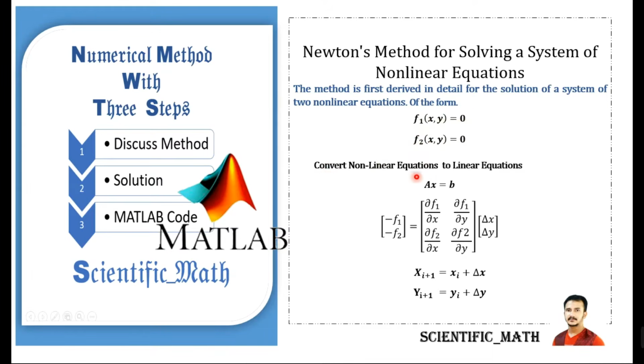First we convert the nonlinear equation into a linear equation by using Taylor expansion. Then we write the linear equation in the form of a matrix, and we calculate the values of the two unknowns del x and del y by using Cramer's rule, and then we apply Newton's method. So this is the brief introduction to Newton's method for solving a system of nonlinear equations, and let's start today's lecture.